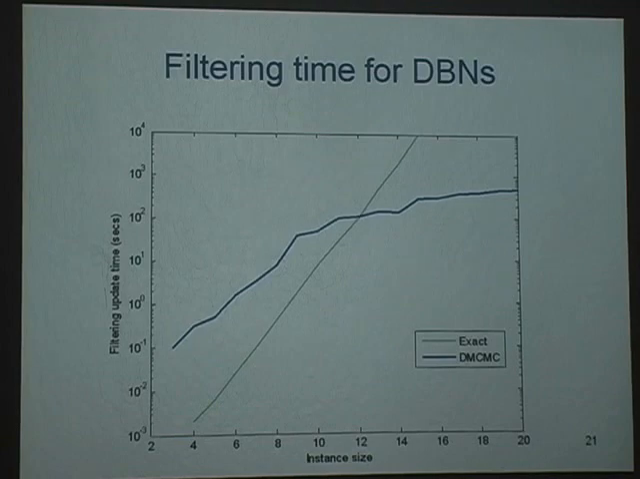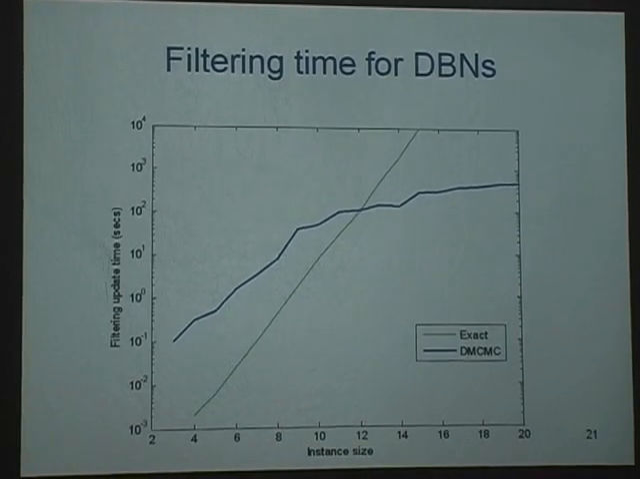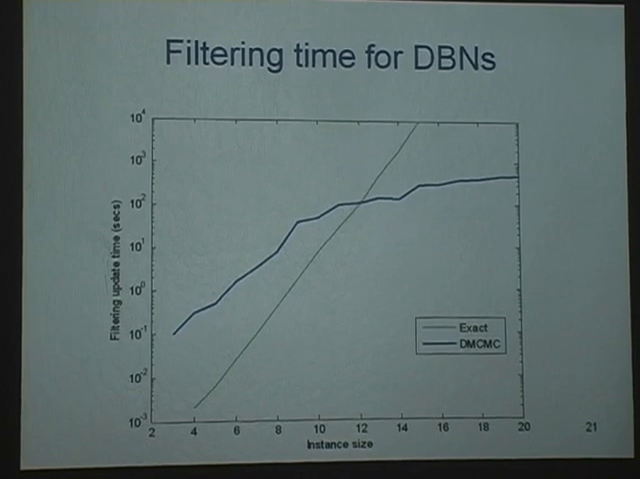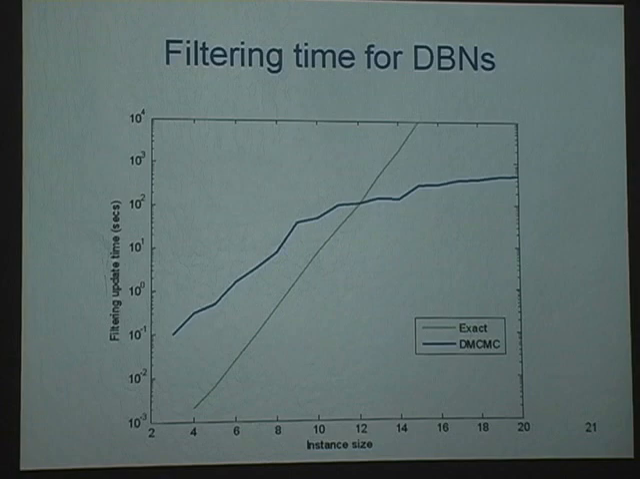And you can easily verify this. I've shown a graph here where the x-axis is the instance size of that model I showed in the previous slide, and the y-axis is log filtering update time. The green line is how long the exact filtering update takes. The fact that it's a straight line on this log scale means that it's exponential time. So that's bad. Meanwhile, the blue line is our algorithm, decayed MCMC. I haven't described it yet, but you can see it's sub-exponential. In fact, it'll turn out to be polynomial. And so it is practical on that class of models. I'll be describing how that happens.